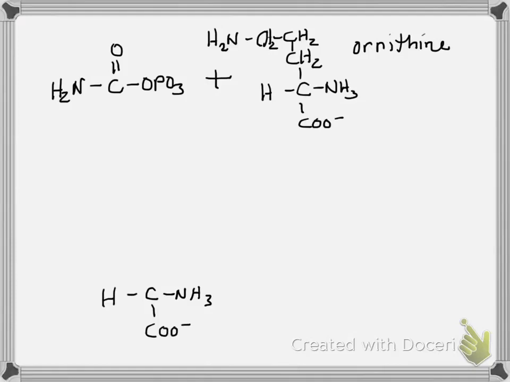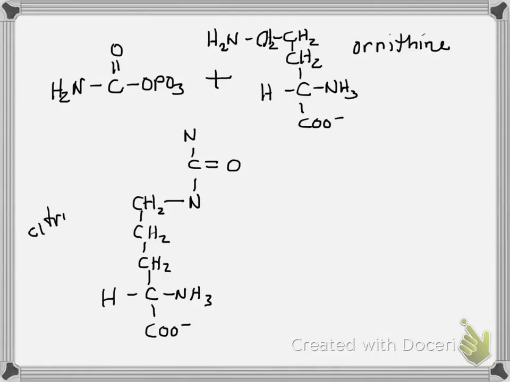So here's our amino acid backbone. Here's our backbone structure of citrulline. Now we come down here to the end where the nitrogen is of ornithine, and we are going to add the carbamoyl phosphate onto here, onto that terminal nitrogen. This structure is called ornithine, citrulline.